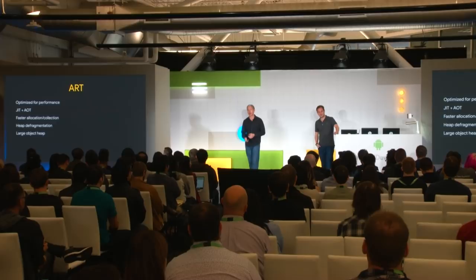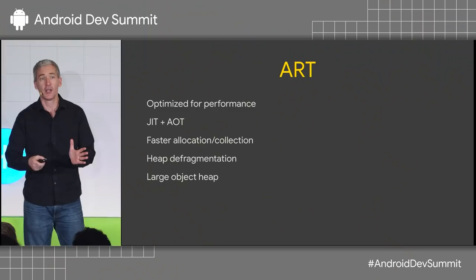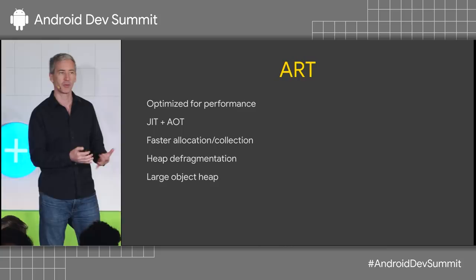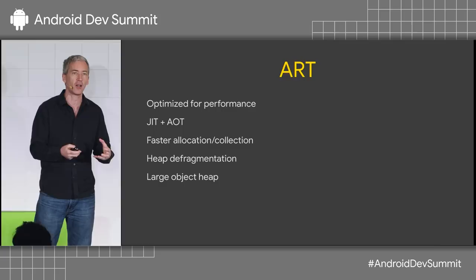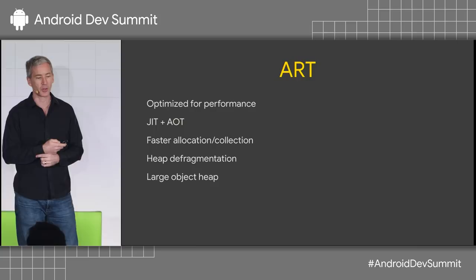So the recommendation instead was pay attention to ART, because it turns out ART is optimized for performance. It's actually getting faster with every release because the whole platform was built to be able to optimize more and more the more the team works on it. We're doing JIT as well as AOT, so we compile this code, we find out where the hotspots are, and we stash this code somewhere so we can run that faster next time you go through that loop.